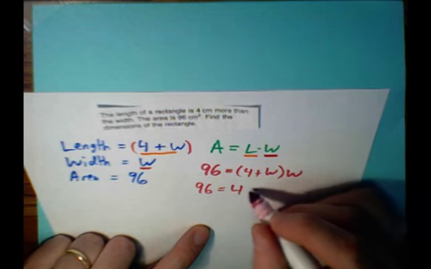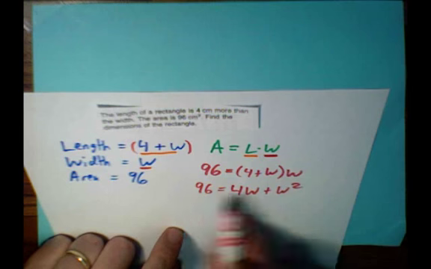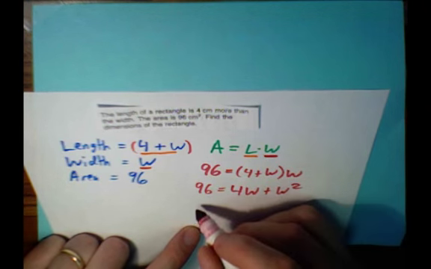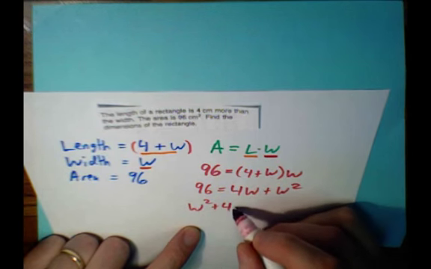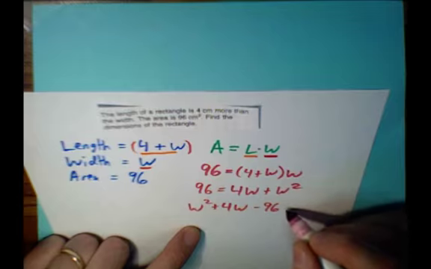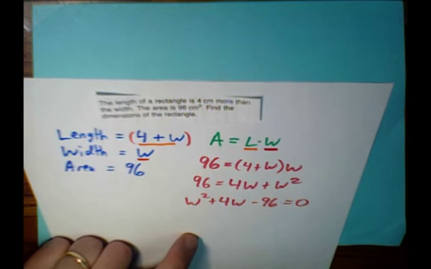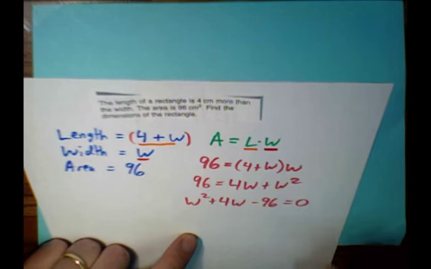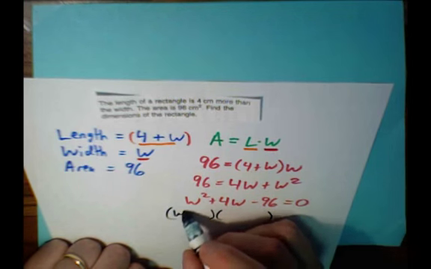96 equals 4W plus W squared. This is a quadratic equation which you must solve. Let's just rearrange these terms a little bit. W squared plus 4W minus 96 equals 0. And now we're going to solve this quadratic. This is a simple trinomial. So we're going to have W.